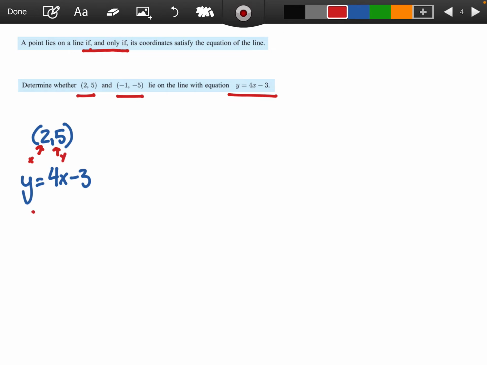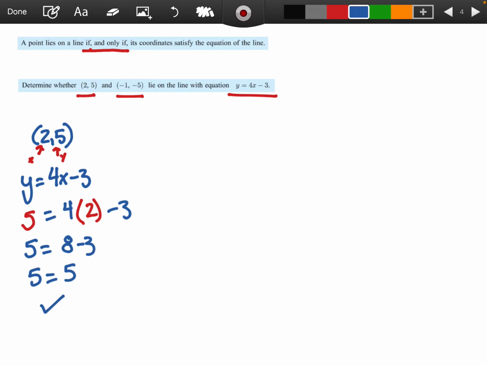So the y value that we have is 5 equals 4, which was part of the original equation, multiply 4 by 2 minus 3. Now we just do order of operations to solve this out. 5 equals 4 times 2 gives me 8 minus 3. 5 equals 5. That is true. So that worked out to be correct. That's the same on both sides. So that final equation is true. So (2, 5) is on the line y equals 4x minus 3 because its coordinates satisfy the equation.